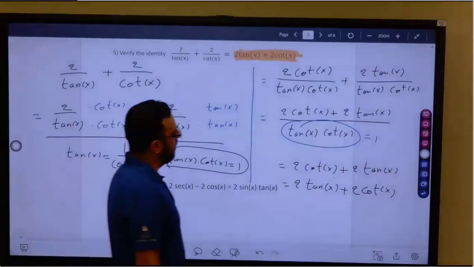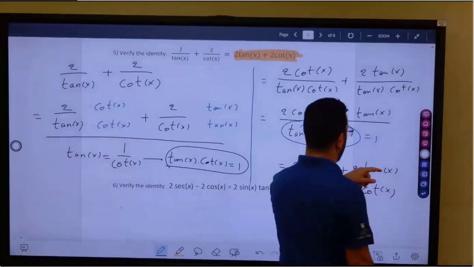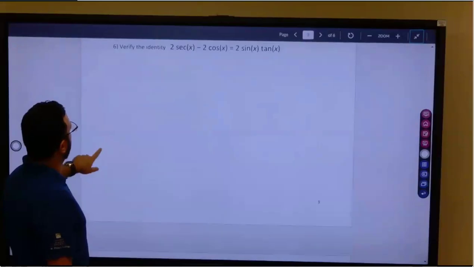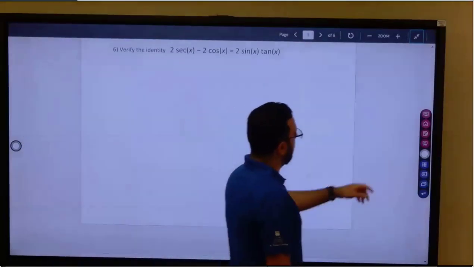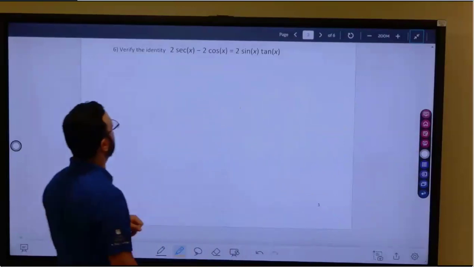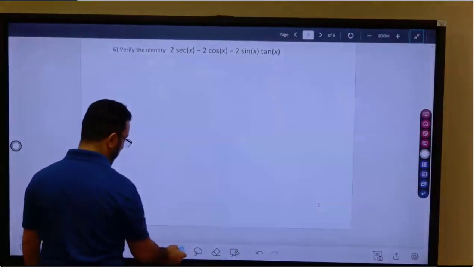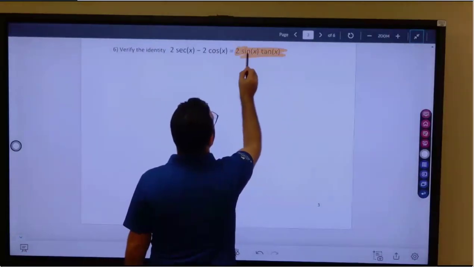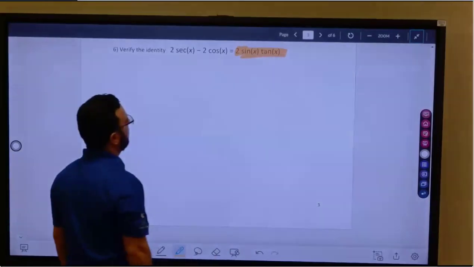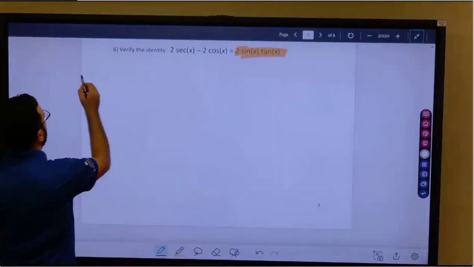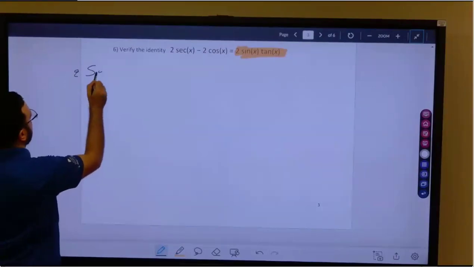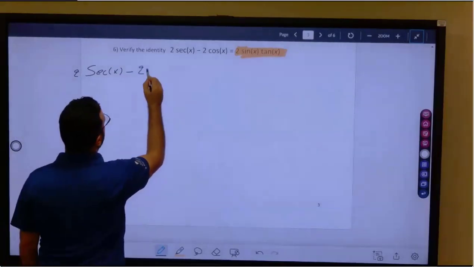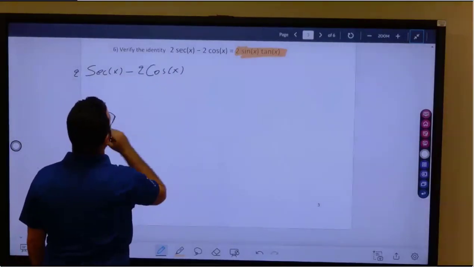Let's keep going to problem 6. On problem 6, verify the identity. We need to prove this side equals the next side. So our goal is to get 2 sine x tangent x. I'm going to start from this side. I'm going to say 2 secant x minus 2 cosine x.